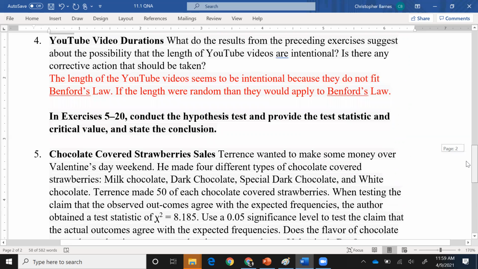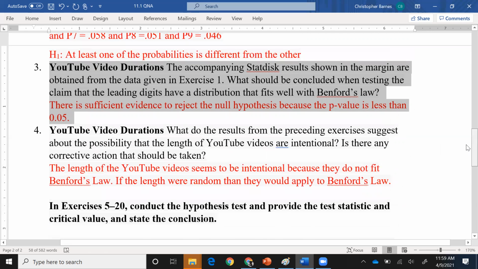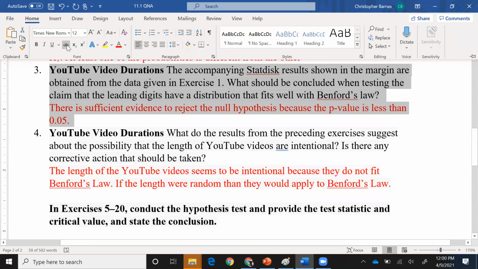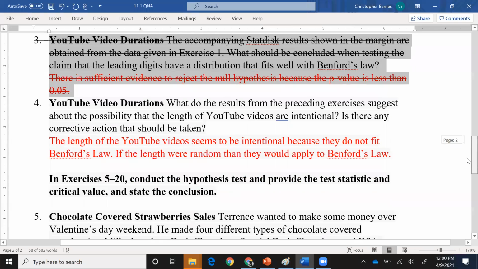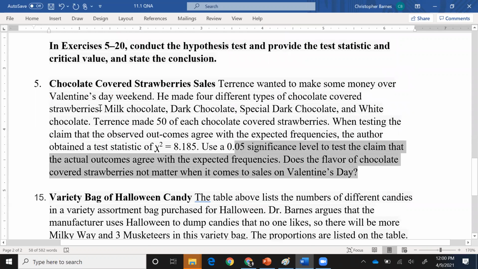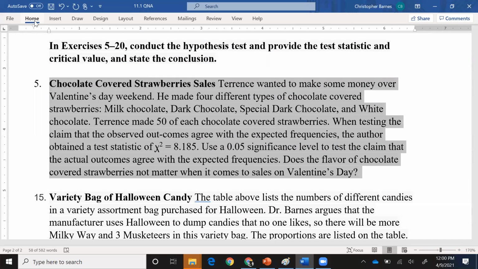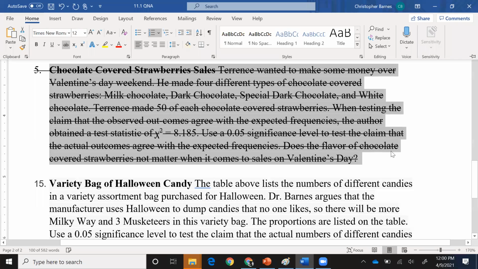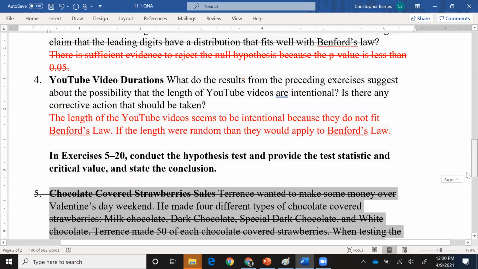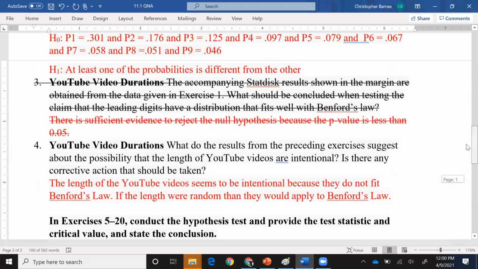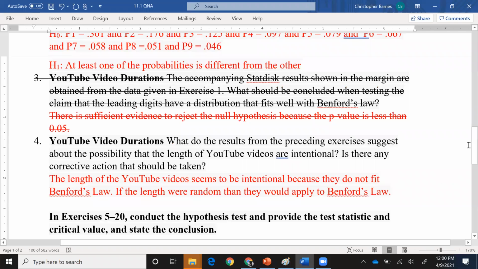So we're on 1, 2, 4, and 15. No, you said no 5 in the beginning. Yeah, 4 and 15. Okay. You're right. Let me cross these out. Right, so 1, 2, 4, and 15. Not 5. So next, YouTube video durations.